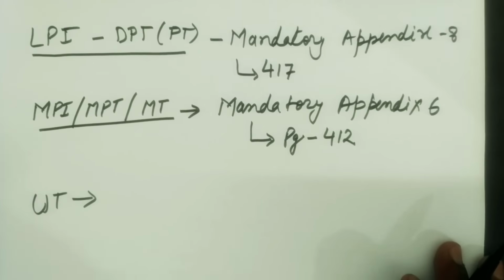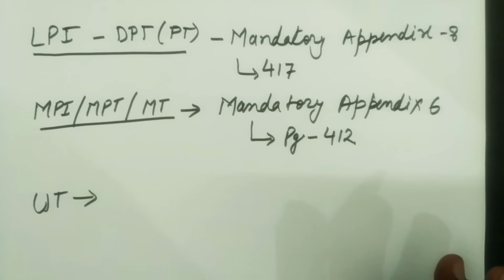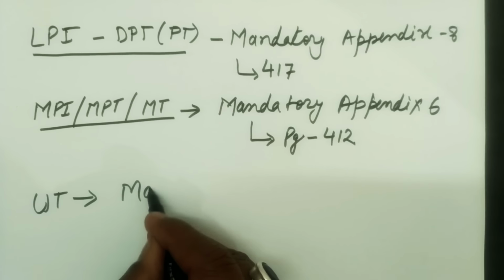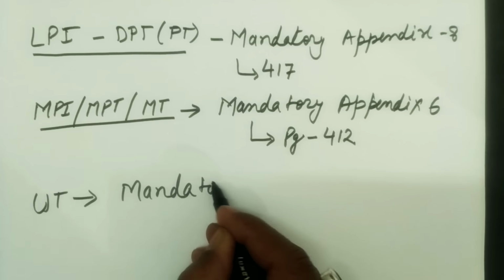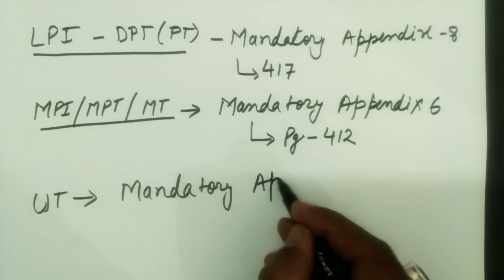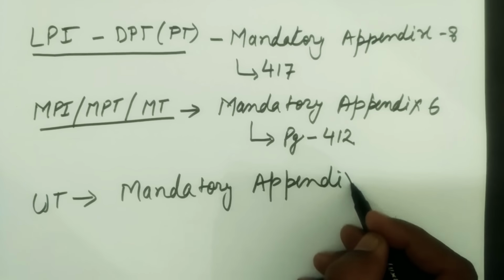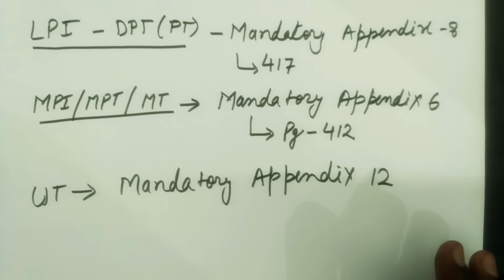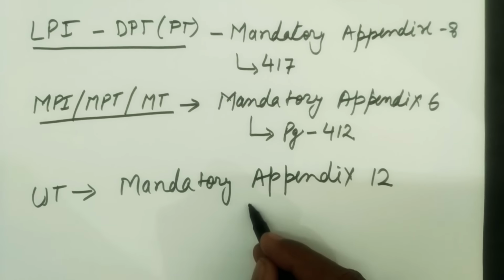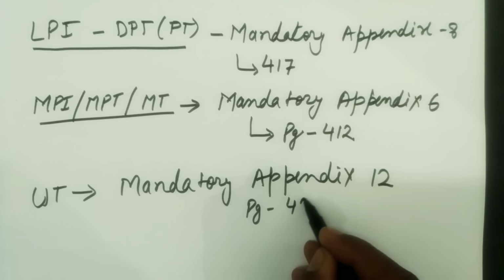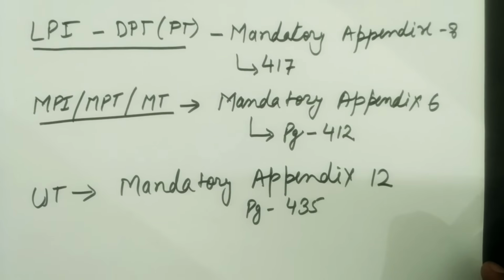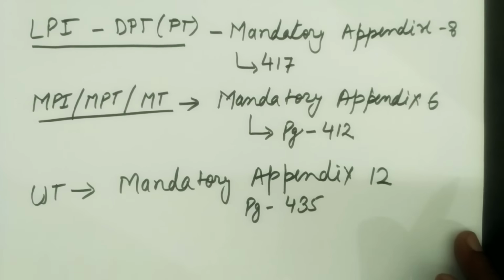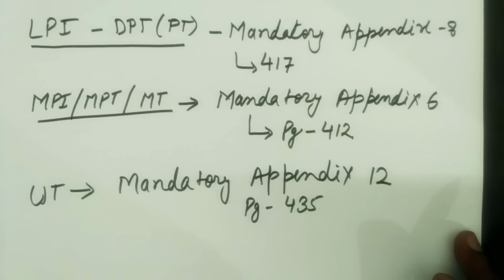So after talking about DPT and MPI, we'll move towards ultrasonic testing, UT. Acceptance criteria for ultrasonic testing is given in mandatory appendix 12. And this appendix can be found on page number 435. So this is all about ultrasonic testing, where you can find the acceptance criteria.